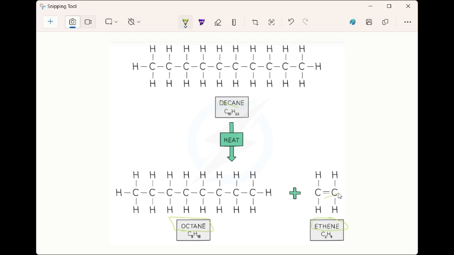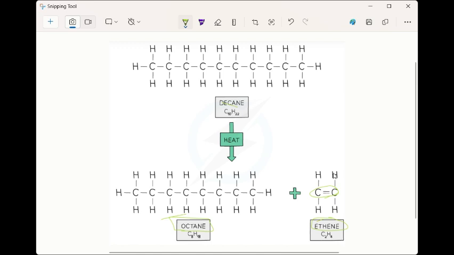Alkenes have double bonds. You can see in this diagram there are two lines between C and C, so they have double bonds. This is why alkenes are known as unsaturated. Alkanes are saturated. So again, the definition: saturated means you have single bonds. Unsaturated means you have double bonds.